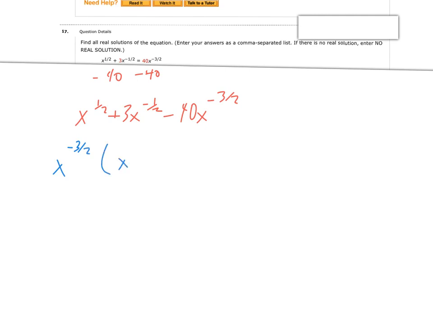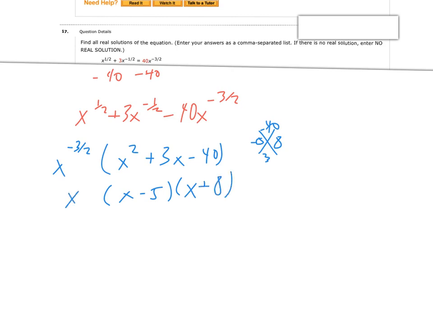Well, this is going to increase to just squared. 1/2 plus 3/2 is 4/2, so that's squared. We've got 3x to the first, and then minus 40. So we can diamond on that. That's a -5 and a +8. So that's x minus 5, x plus 8, and then x to the -3/2 equals 0.